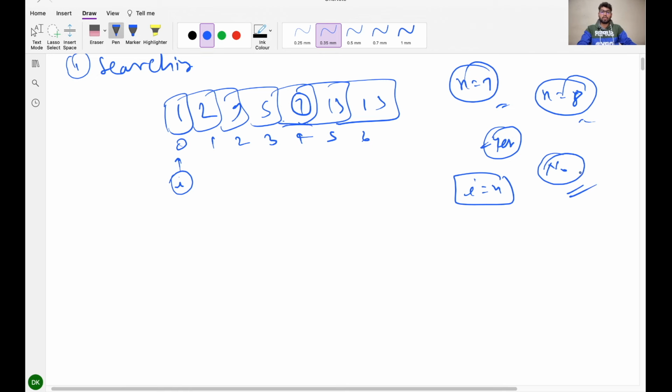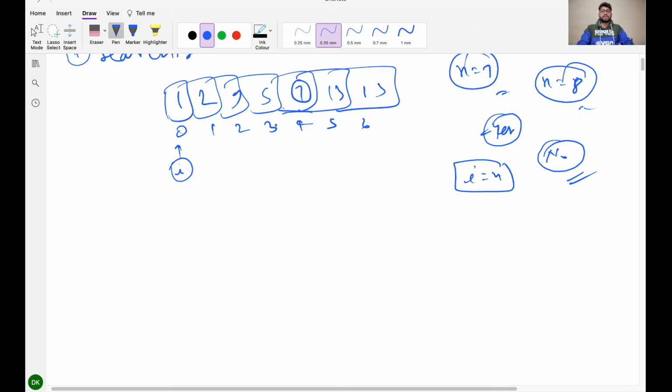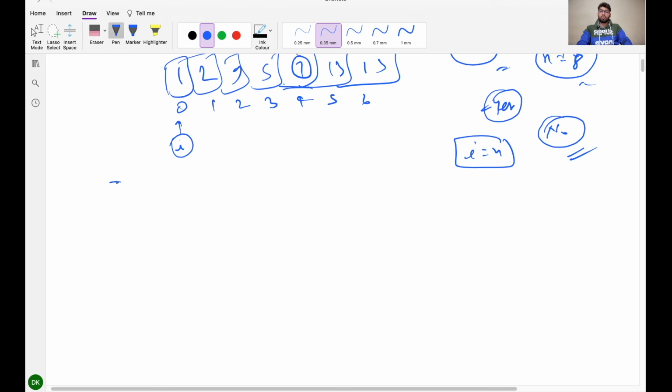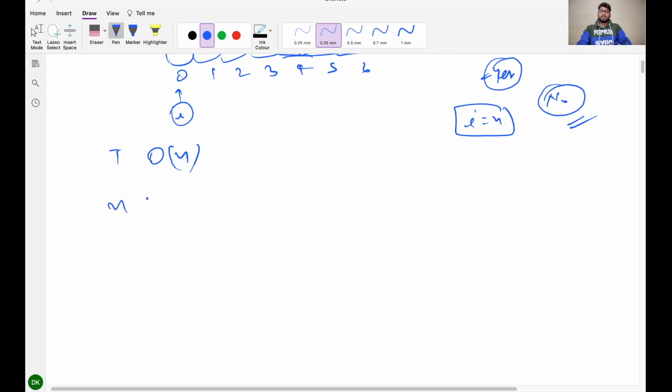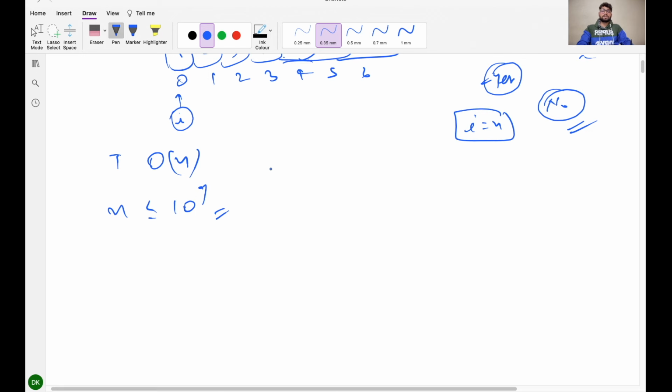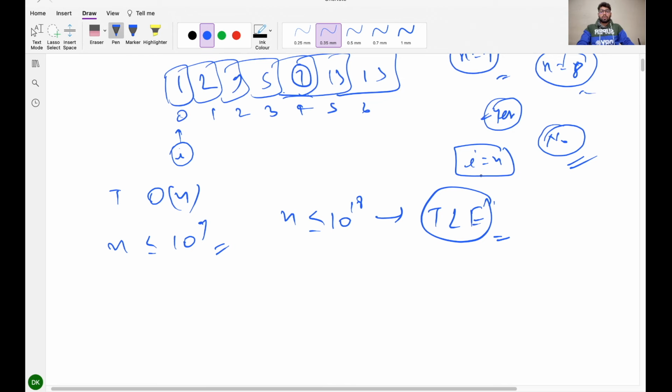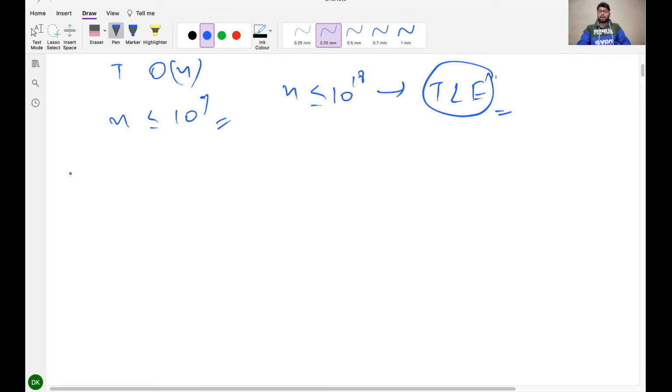Okay. So what is the overall time complexity for searching in this array? The overall time complexity would be big O of n, as I am just iterating from index 0 to my last index. So if the constraint is less than or equal to 10 to the power 9, then it will pass. But if the constraint is very high, let's say n is less than or equal to 10 to the power 18, then this will lead us to a TLE. So for this problem, the concept of binary search comes into the scenario.